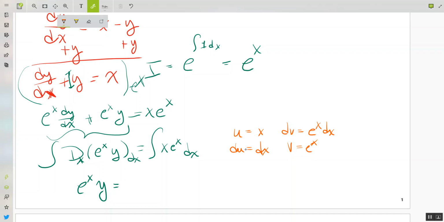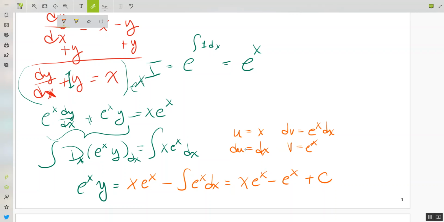So over here I'm going to have u times v, x e to the x, minus the integral of v du. So e to the x dx. When you integrate that, you'll just get x e to the x minus e to the x plus c. Don't forget your constant. So I need to use the constant to figure out what's going on.